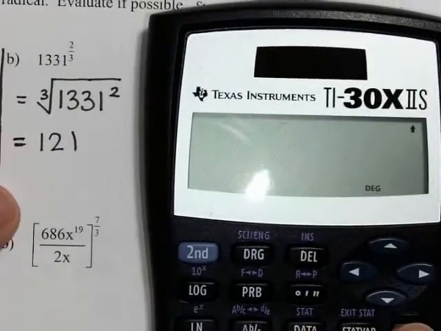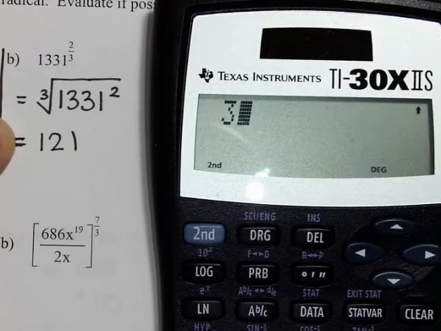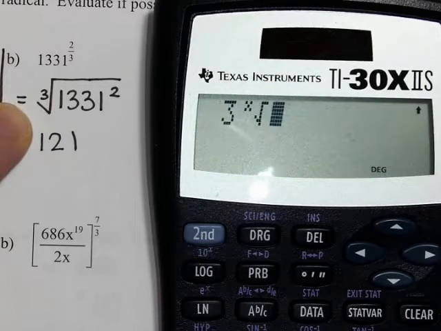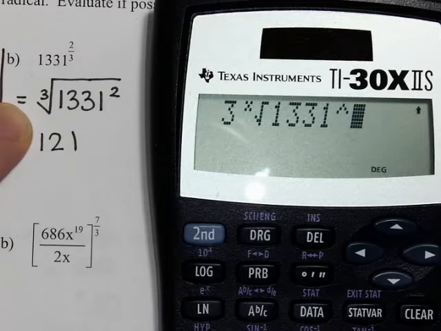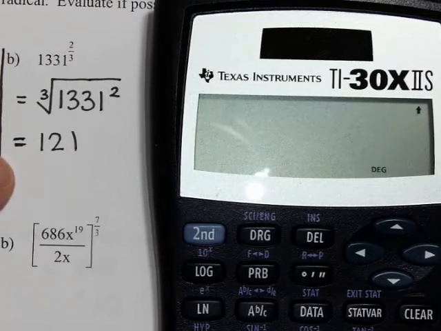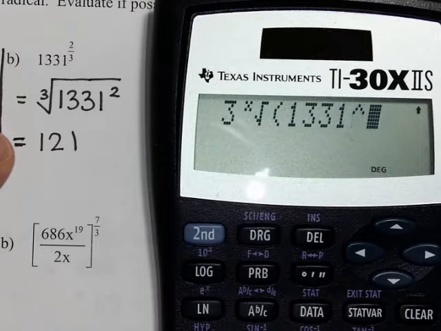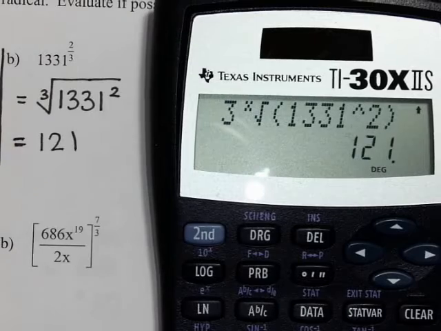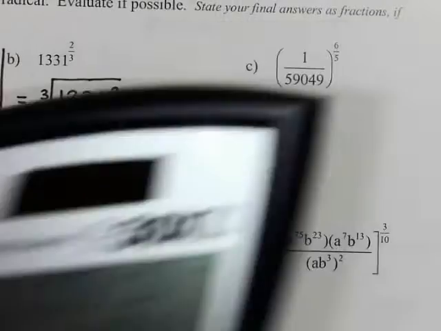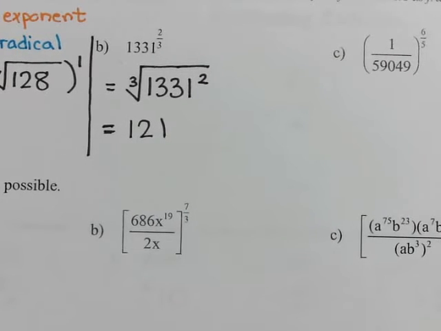On this calculator, I put the 3 in first, and then I do my exponent button, second exponent, 1,331 to the power of 2, and it gives me 121. Now, if I were to put a bracket in there, so the third root of bracket 1,331 squared, and then close my bracket, I still get the same answer, right? So it doesn't really make a difference. Either way, 121. All right, we have one last example.